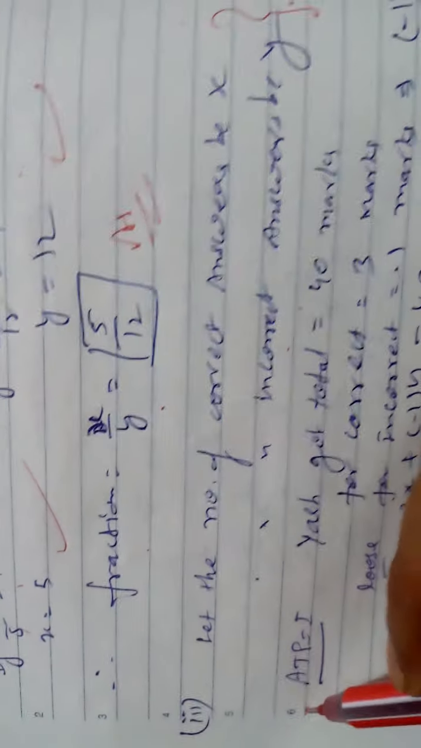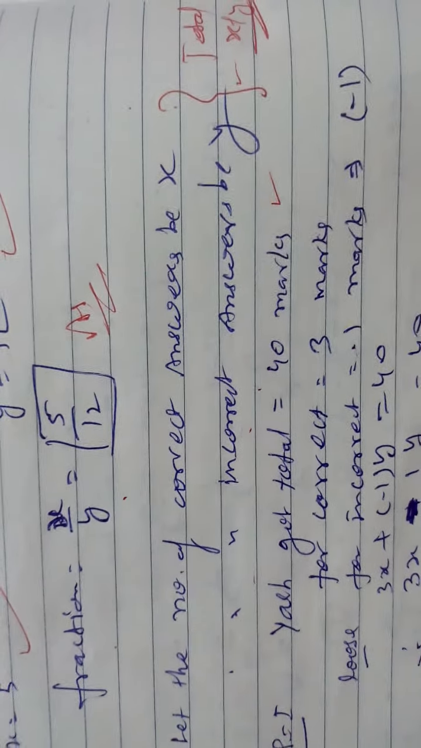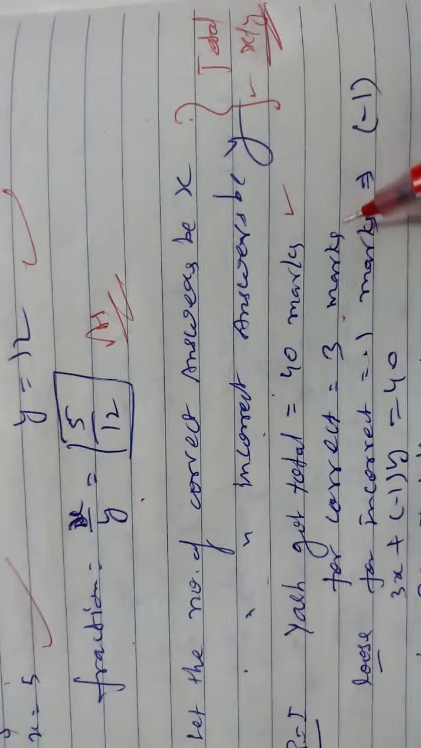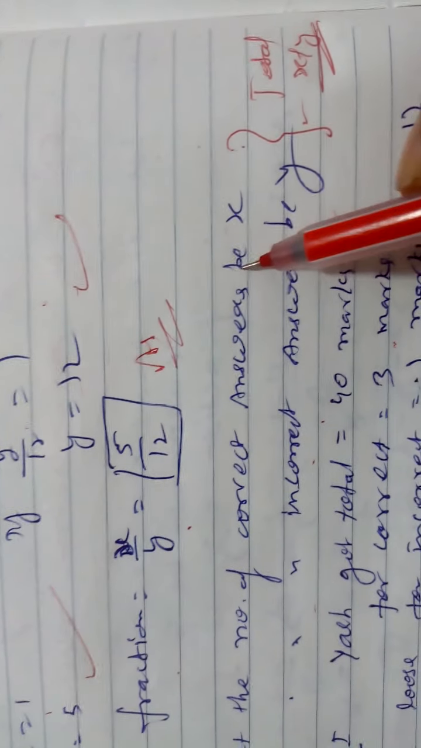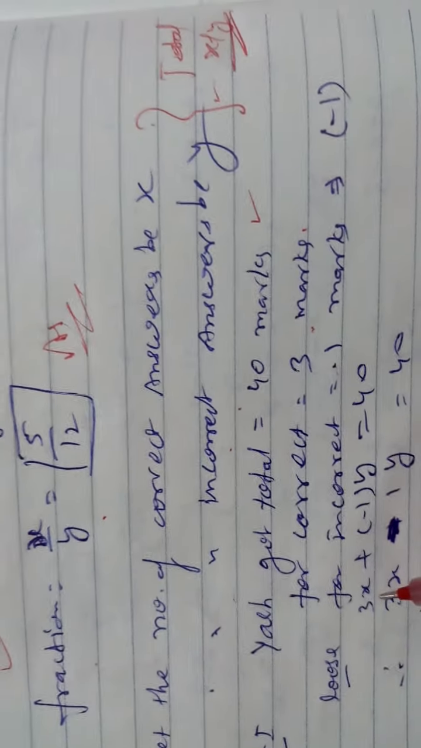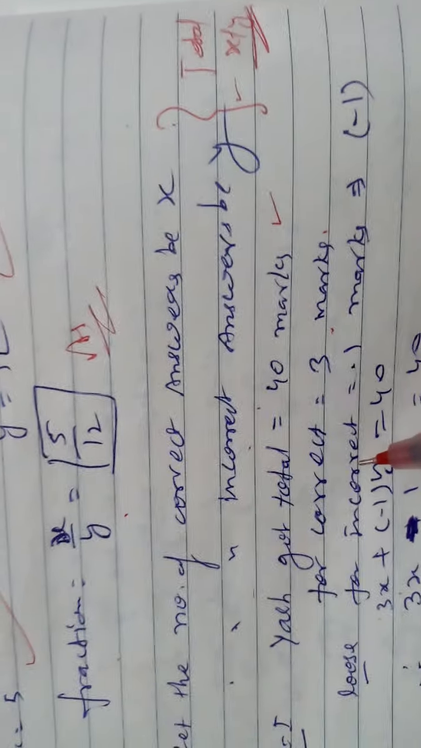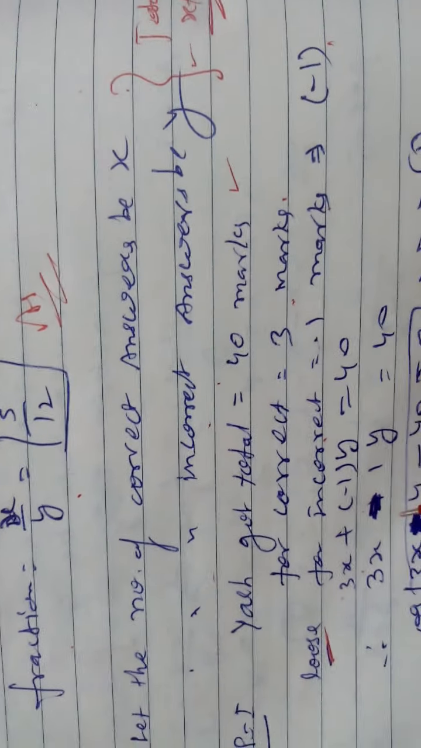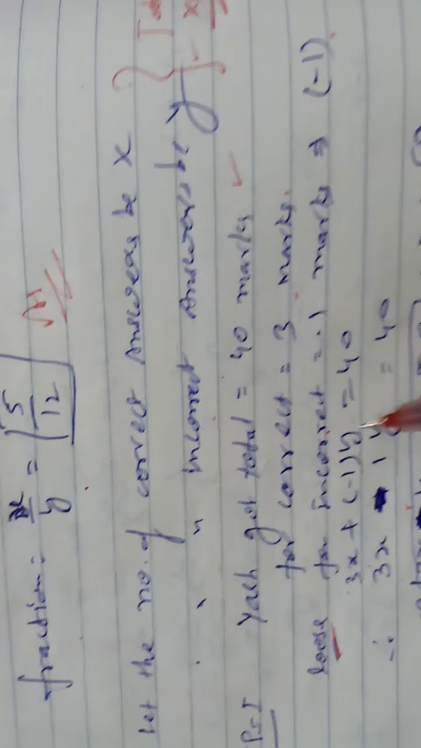The first condition is saying he is getting a total of 40 marks. For each correct question, he is getting 3 marks. So 3 into x, because x is the number of correct answers. Total is 3x for this, but 1 mark he is losing for the incorrect. Losing means negative sign. If you write plus, then it will be wrong. So 3x minus 1 into y equal to 40.